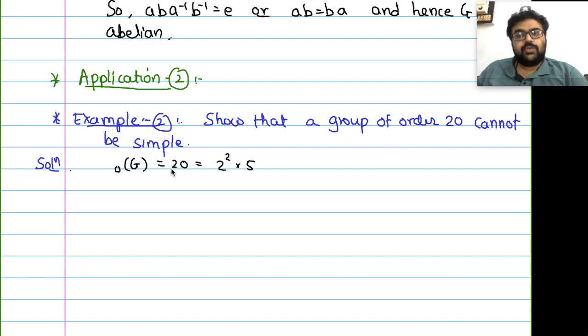If we show that either the 2 Sylow subgroup is unique, then it is normal. A unique P Sylow subgroup is normal. Or we show that the 5 Sylow subgroup is unique, then it is normal. And that gives a proper normal subgroup of order 4 or order 5 in a group of order 20. If it is normal, then we are done.